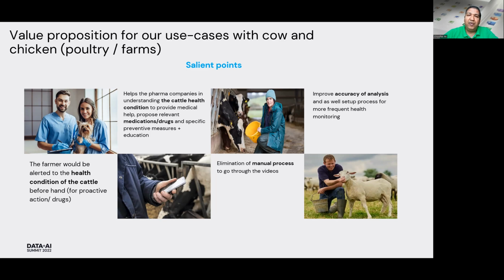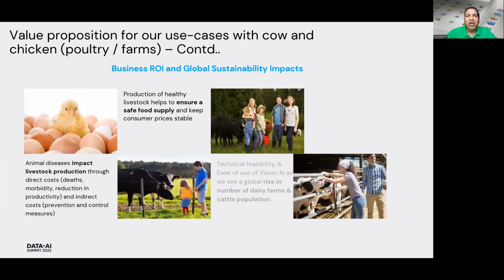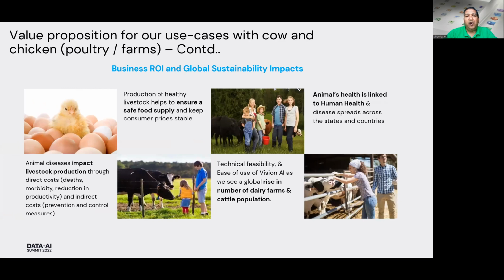So it would be wonderful to use Vision AI or AI/ML in different shapes and forms to solve some of these problems. Finally, accuracy of analysis is also important, and the frequent monitoring of health is important. So all of this can be considered in our value proposition. And if you think about it truly for the poultry farmers, think about it from their angle, stand in their shoes. It's really, what's the business ROI? What's the sustainability impact? So all of that we have to keep in mind.